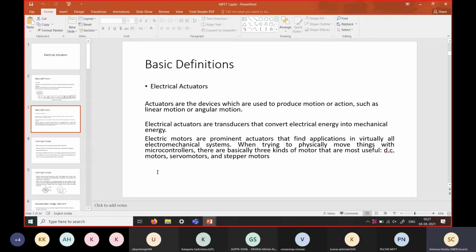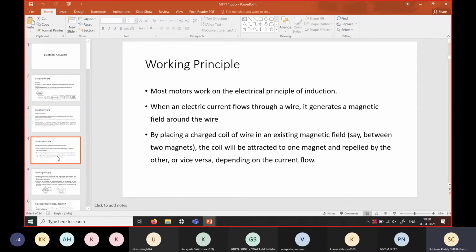Electrical motors are very prominent because they are always required in several robotic and industrial applications. There are different kinds of electrical actuators, which can be classified as DC motors, servo motors, and stepper motors. In DC motors also there are brushed DC motors and brushless DC motors. Here we will see a brief on the working principle. Most of the motors work on the electrical principle of induction.